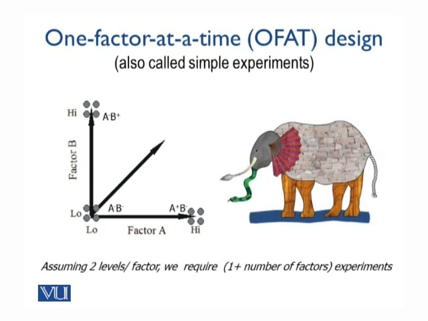So in a sense, one factor at a time is like the analogy we saw earlier about an elephant and 6 blind men. So you have different ideas about the thing that you are studying depending on where you start from. And we have covered this before.